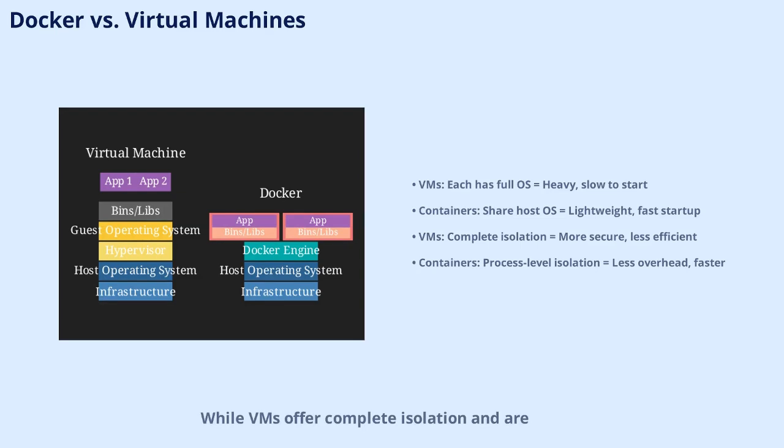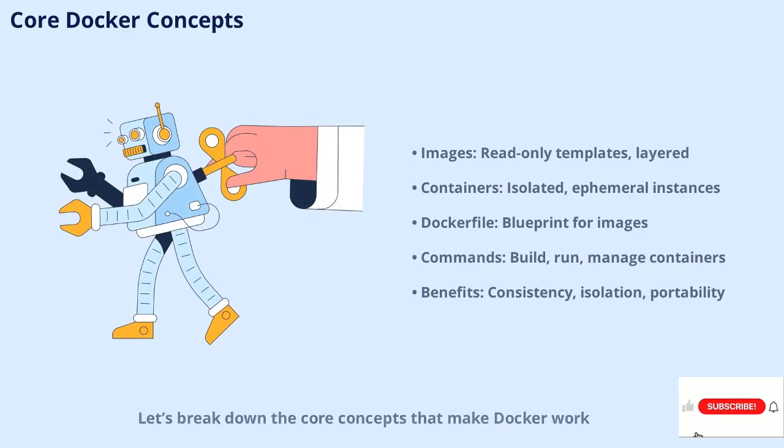While VMs offer complete isolation and are ideal when you need different operating systems, Docker excels at deploying applications and microservices that need to run consistently across environments. This fundamental difference is what makes Docker so powerful for modern software development, enabling rapid scaling and simplified management. Let's break down the core concepts that make Docker work.